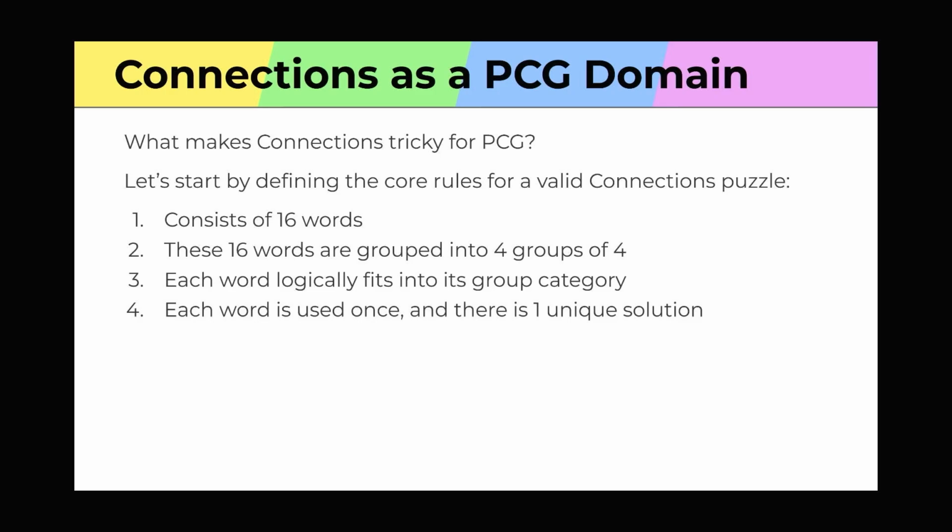So what makes Connections tricky for PCG? Well, if it wasn't, I wouldn't have written a paper about it. So let's start by defining the core rules that define a valid Connections puzzle. As I mentioned, you have 16 words. These 16 words are grouped into 4 groups of 4.